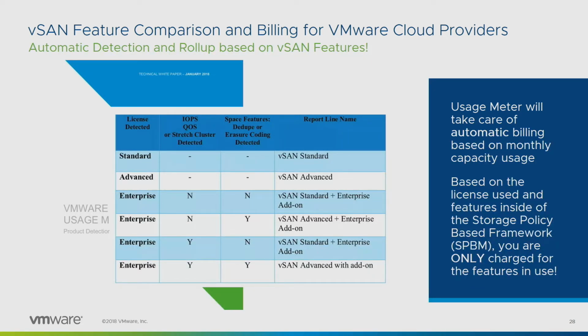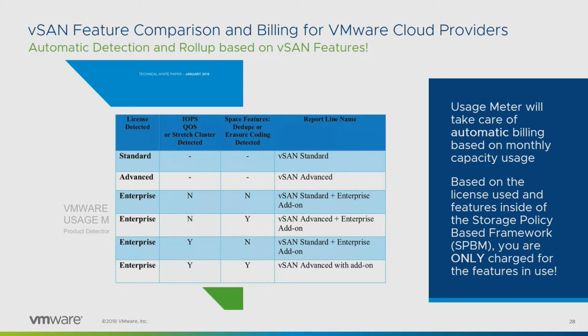So there is an algorithm that runs on Usage Meter that will actually detect what is being used at a vSAN cluster level. This screenshot, this table right here, is coming from the product detection white paper we have under Partner Central. If you don't have this, please go grab that. This has the logic and the functionality of Usage Meter for automatic billing and roll up for not just vSAN, NSX, vRealize Operations, and so forth.